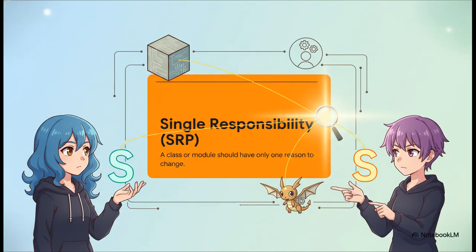Okay, first up, the S, the Single Responsibility Principle. And listen closely, because this is where a lot of people get tripped up. It's not just about a class doing one thing. The real insight here is about having only one reason to change. What does that mean? It means a class should be responsible to one and only one business actor or concern.